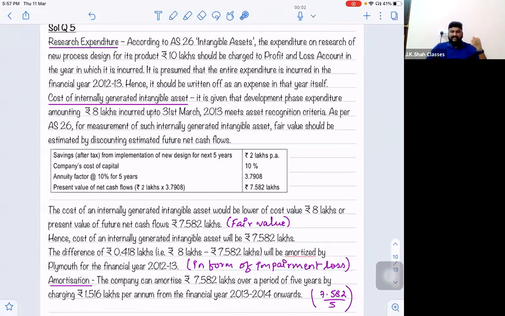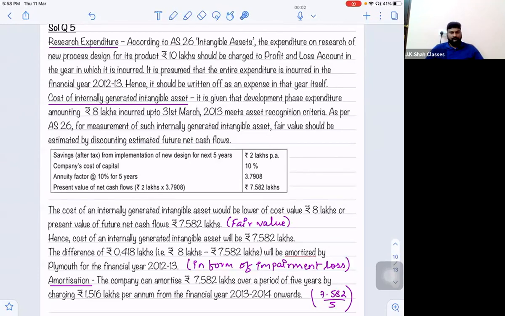Anybody with any sort of query with this question? Question number 3 of this chapter is exactly the same as question number 5. Same question. Same to same.